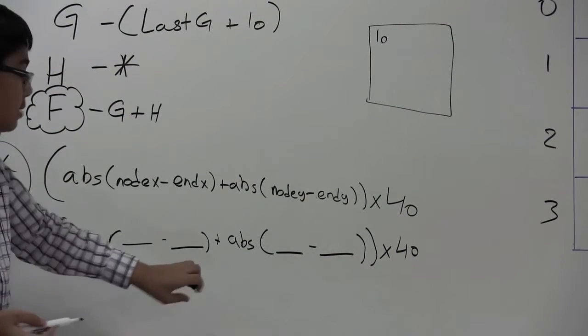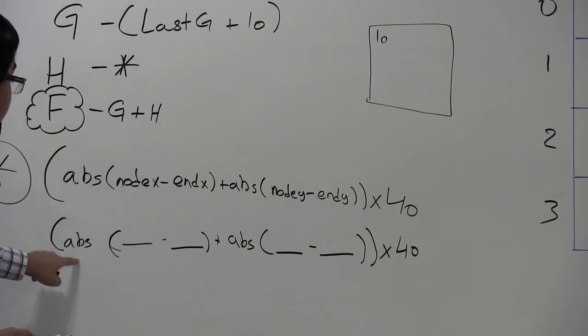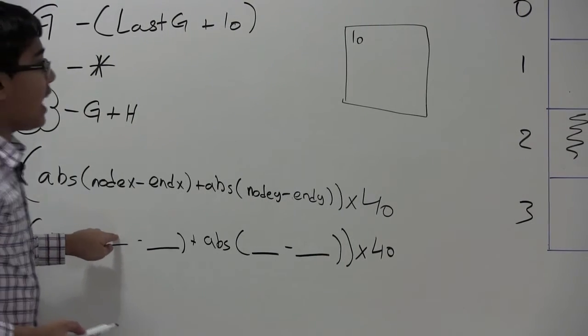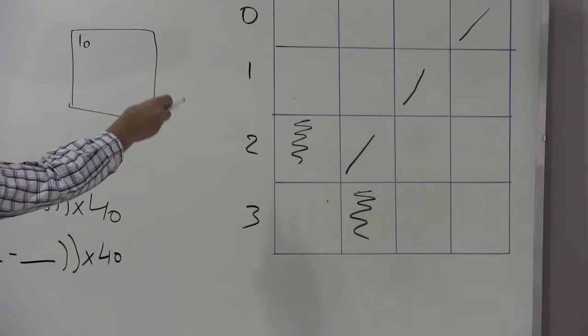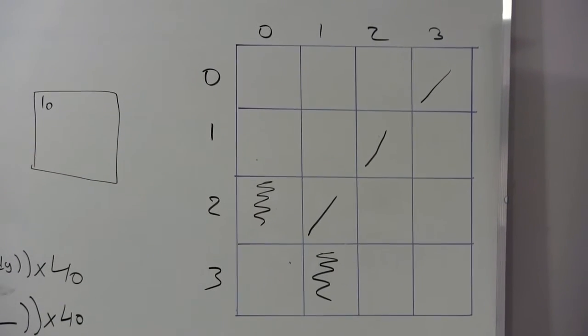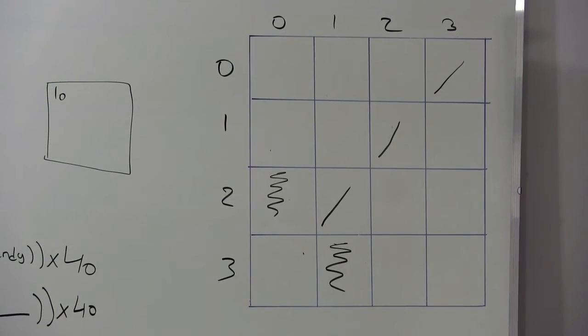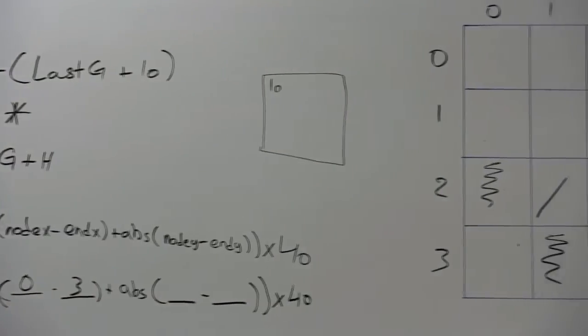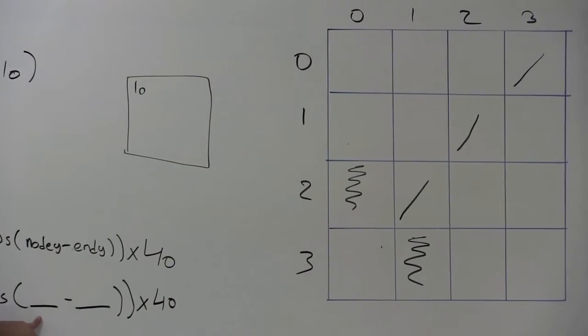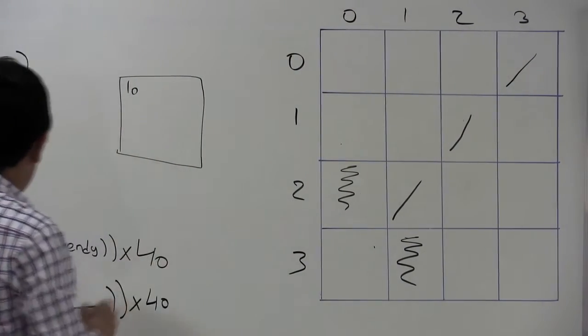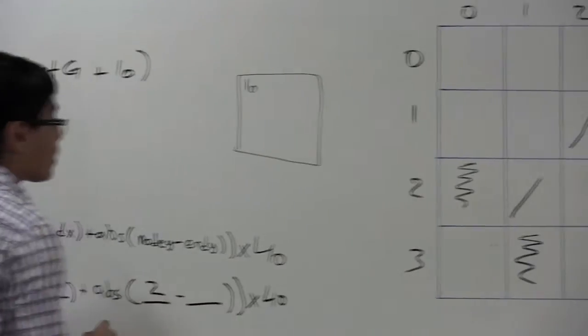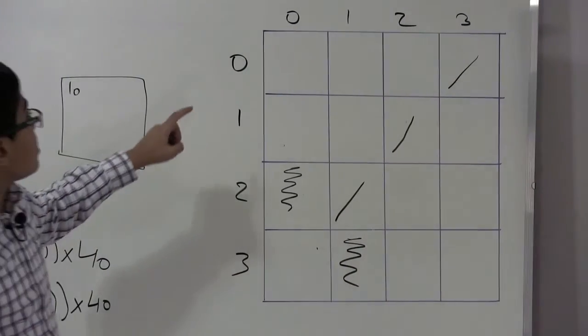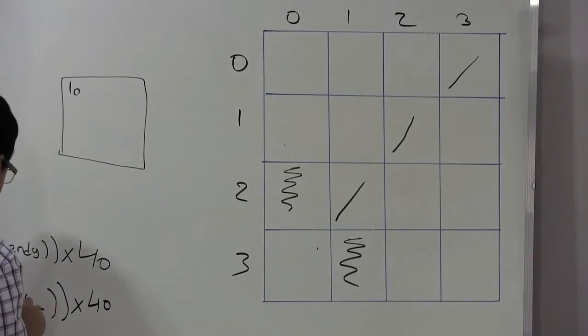Okay, let's fill in the blanks and actually answer this equation. So first, let's take this by parts. We have the absolute value. What's the node's X value? It's 0. So we're going to fill that in. What's our ending X value? 3. Okay, so I'm going to enter that in. Then, what's our Y value for this node? It is 2. So I'm going to enter in 2. What's our Y value for this? 0. So I'm going to enter in 0.